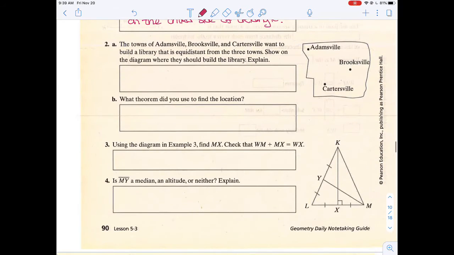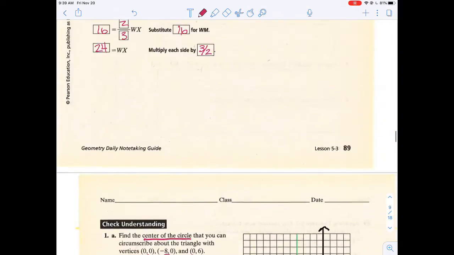Okay, let's check out 2. Okay, the towns want to build a library that is equidistant from the 3 towns. Show on the diagram where they should build the library and explain. So I'm going to connect these dots so we can see our triangle. And the towns are the vertices, so we want to find a point equidistant from the vertices.